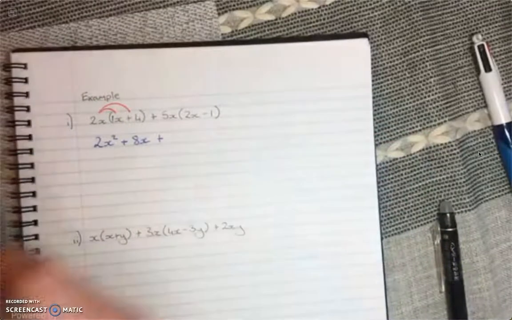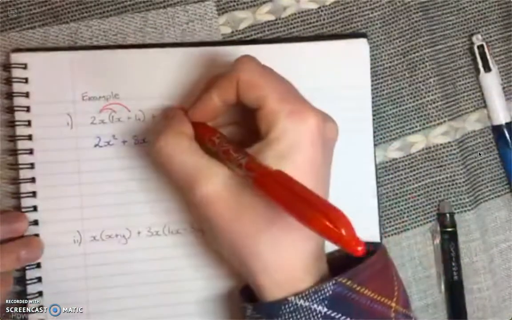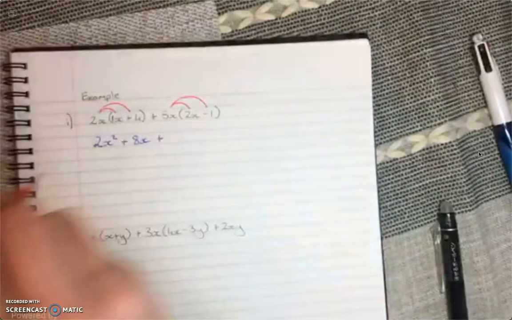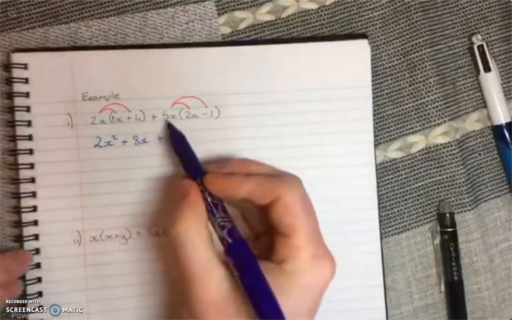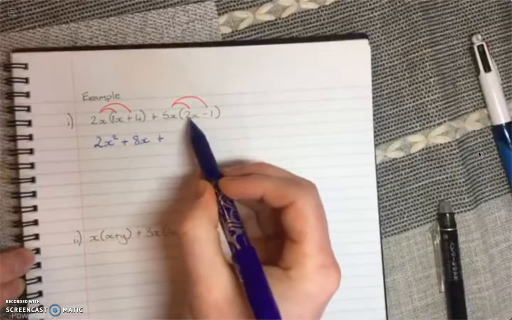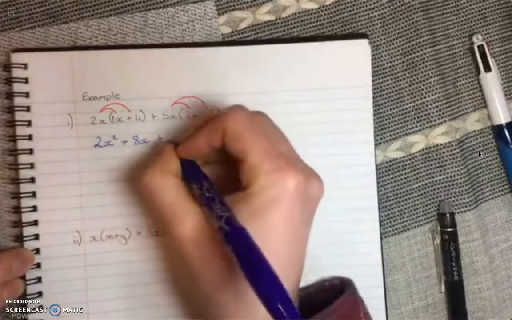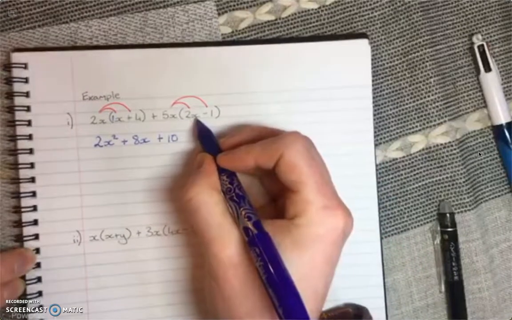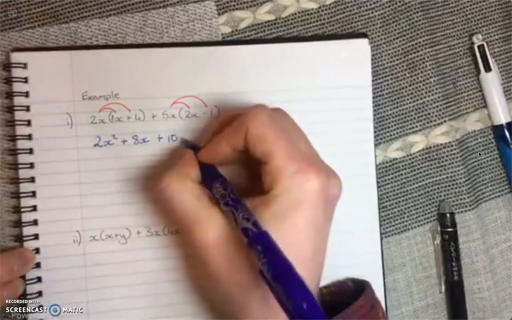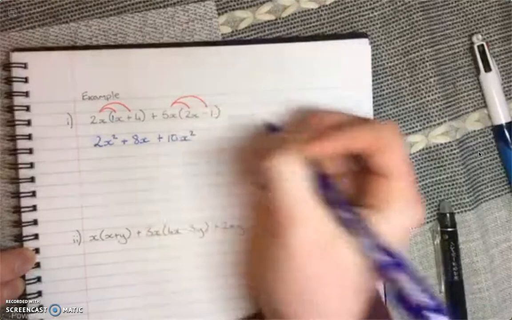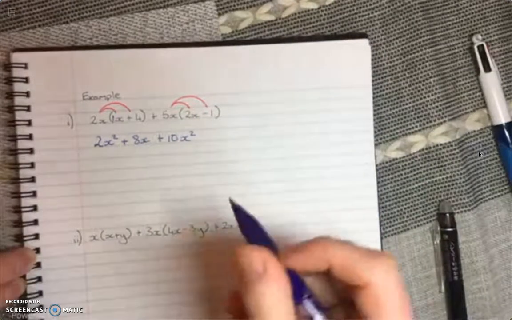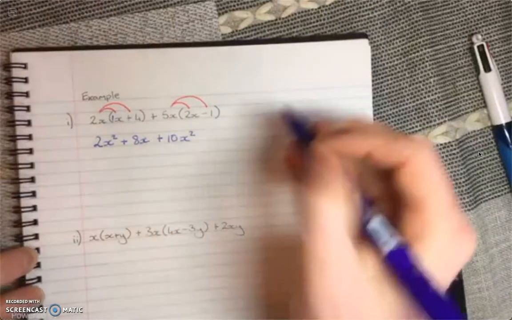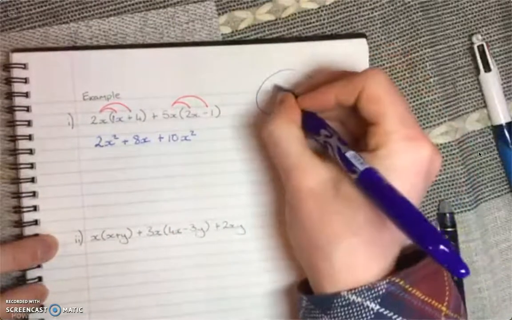Number by number, letter by letter. So I'll draw my loops, okay? So 5x times 2x, 5x times minus 1. So let's do number by number first. So what's 5 times 2? That's going to give me 10. Letter by letter, x times x is just going to give me x squared. Now be very careful here. I have a positive multiplied by a negative. So remember this guy.